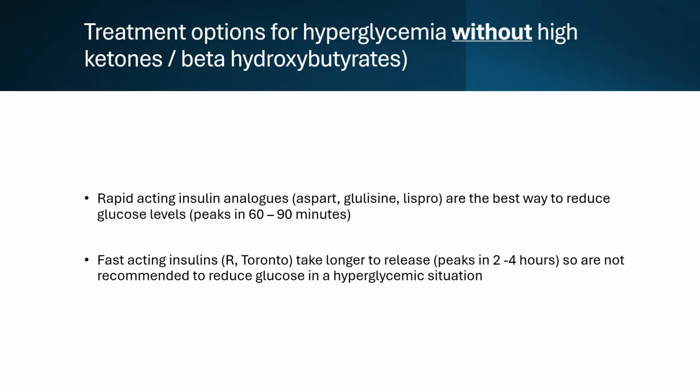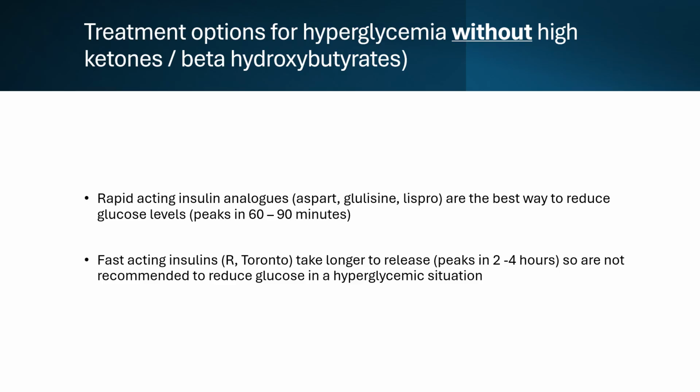So now what are the treatment options for hyperglycemia without high ketones or beta-hydroxybutyrate, so HHS? They might put them on an insulin drip initially in order for them to drop the glucose levels, but then we do really want to get them into some rapid-acting analogs because they're the best way to reduce glucose levels. They peak in 60 to 90 minutes after the injection. So really within an hour to an hour and a half, you're going to see some traction on it, and the sugars should be starting to come down slowly.